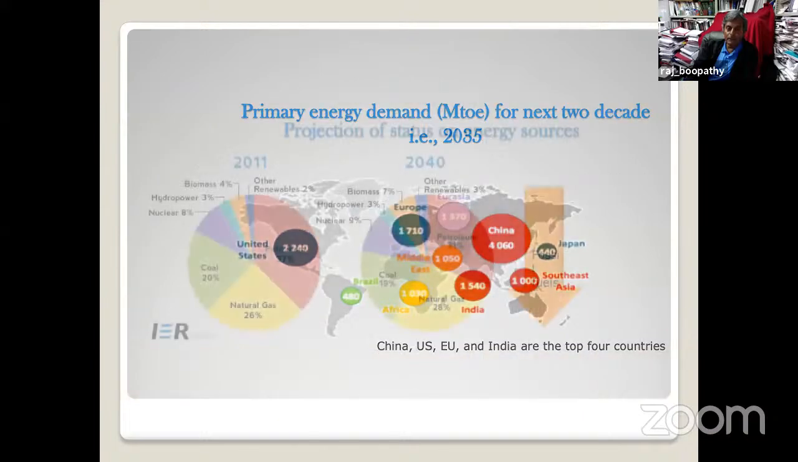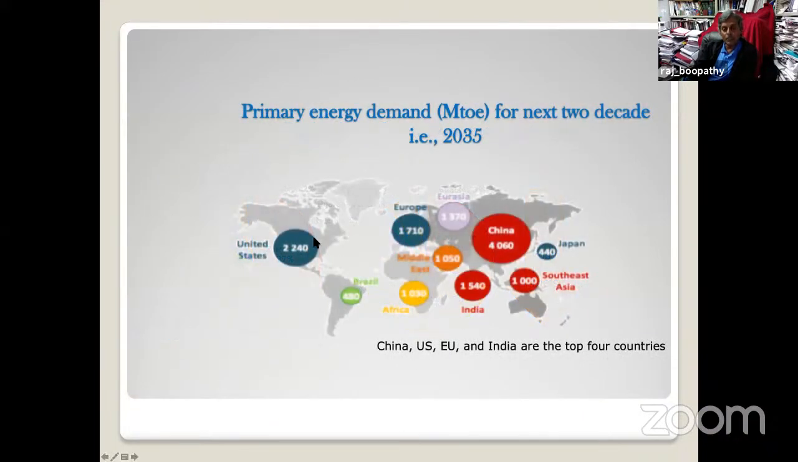So let's look at the energy demand. If you look at the US and China, China is number one for energy demand, followed by the US, and you can see Europe and Asian countries. These are the major parts of the world consuming a lot of energy.